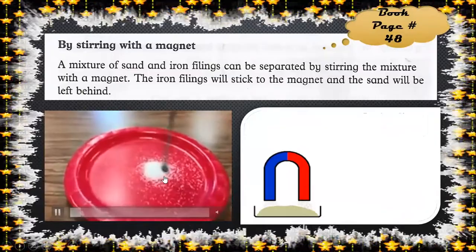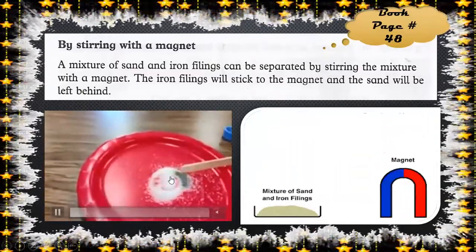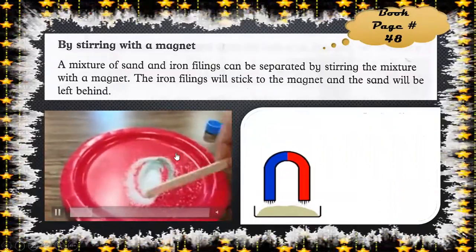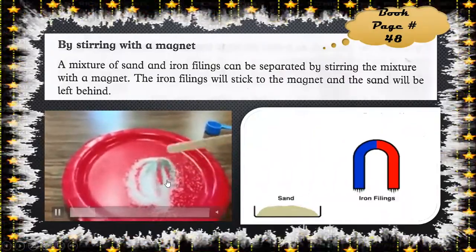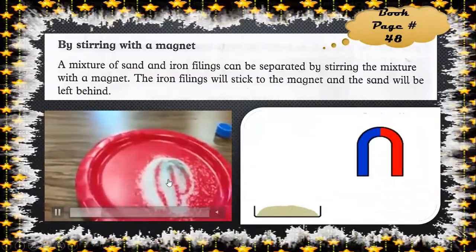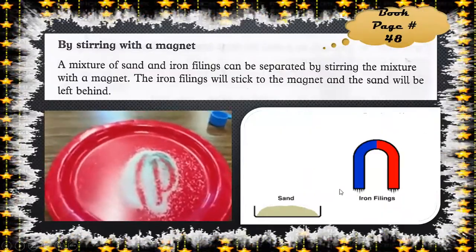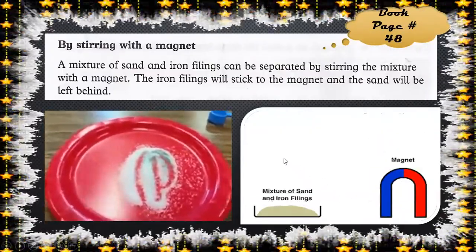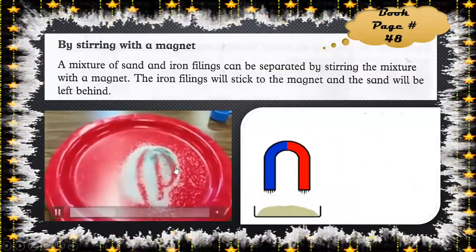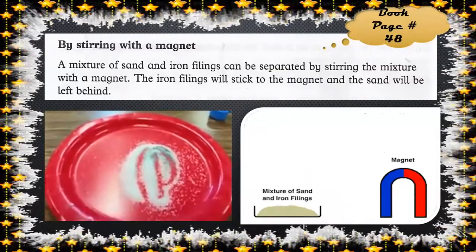As you can see, I'm just saying this is sand, and we are mixing it with the iron filings. If we are just mixing it up and we want to separate it, what can we do? You can see in this picture how it is sticking, because magnets attract iron, so all the iron sticks to the magnet, because iron is a magnetic material.